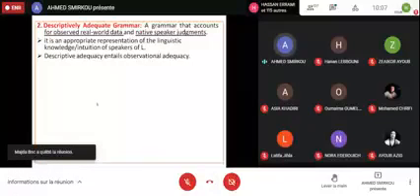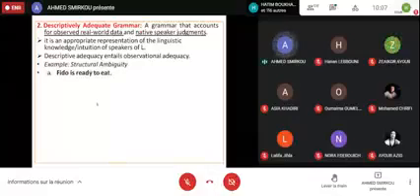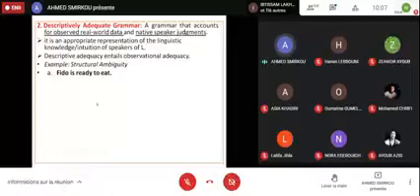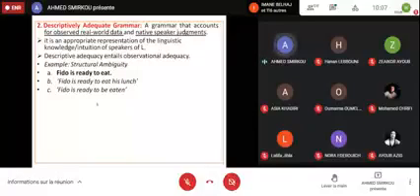for native speakers' judgment. Now, here is an example of ambiguity. Fido is ready to eat has two meanings. Fido can be a person or can be a product. So, Fido is ready to eat his lunch, here we're talking about a person, or Fido is ready to be eaten, if Fido is a product. So this is ambiguous.